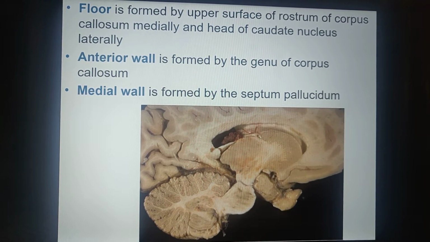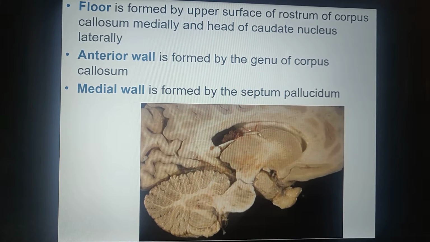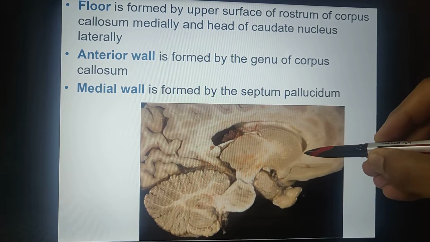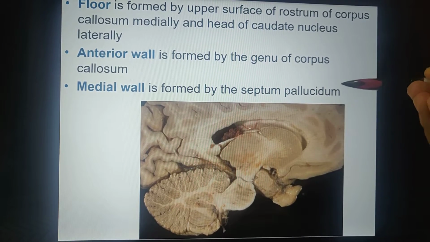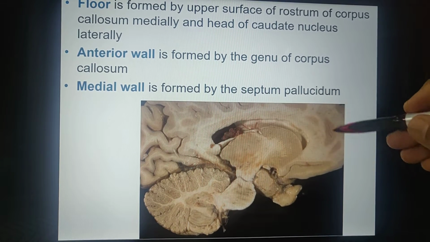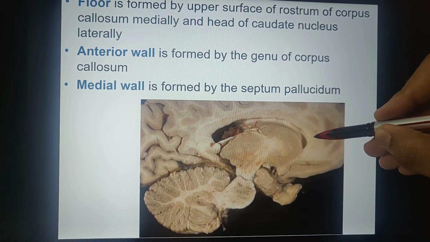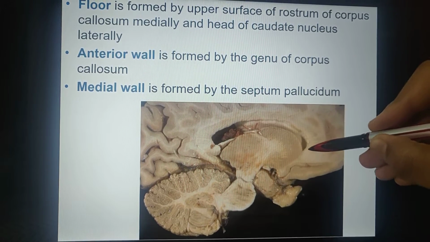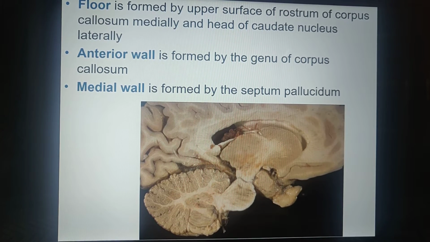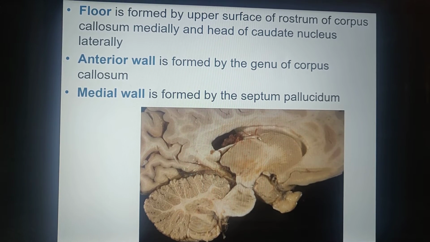The floor is formed by the upper surface of the rostrum of the corpus callosum. Here you can see the rostrum of the corpus callosum medially, and on the lateral side there is the caudate nucleus. The anterior wall is formed by the genu, the curved part of the corpus callosum, which forms the anterior wall of the anterior horn of the lateral ventricle. The medial wall is formed by the septum pellucidum.